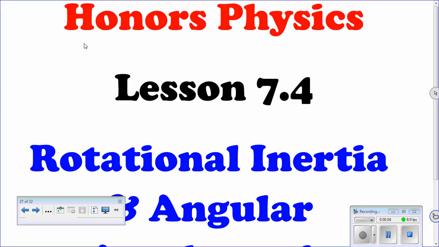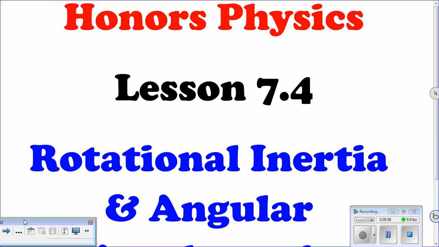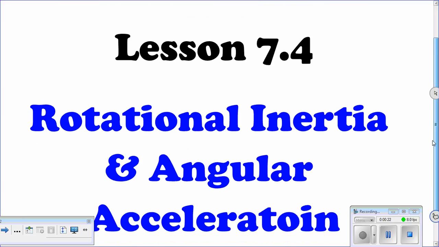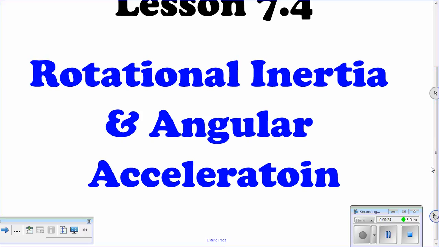All right, you guys. So, like I say, this is basically the last section we need to learn about this chapter. What we're going to do is learn the rotational equivalent of Newton's second law. I know, right? In order to do that, we need to learn about something called rotational inertia, and see how it is tied to angular acceleration.